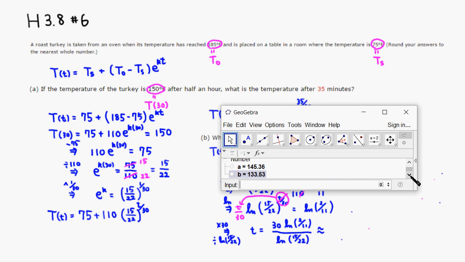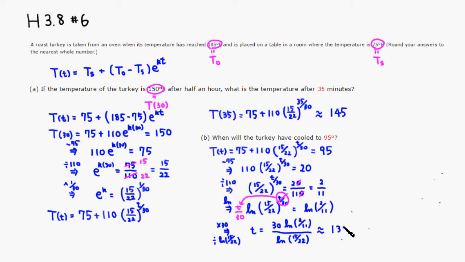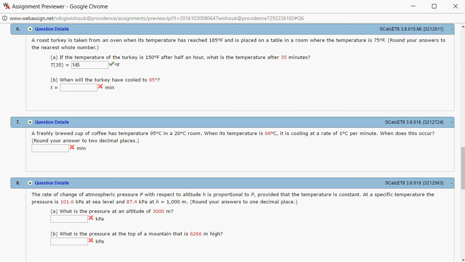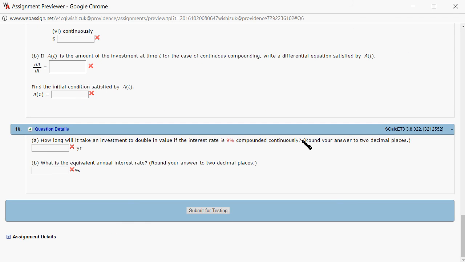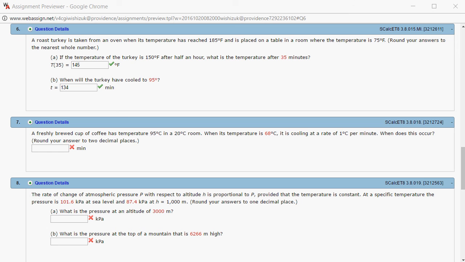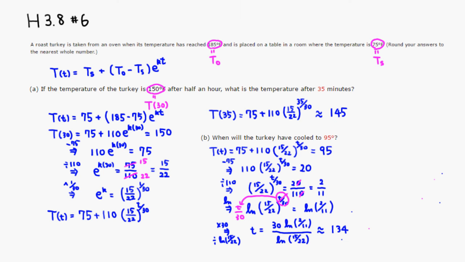It looks like it came out to be 134, so about 134 minutes later. Let's type it in. So t is going to be 134. Let's check the answer. It came back and it looks like we got both of these parts correctly. That's it. I hope that this was clear.